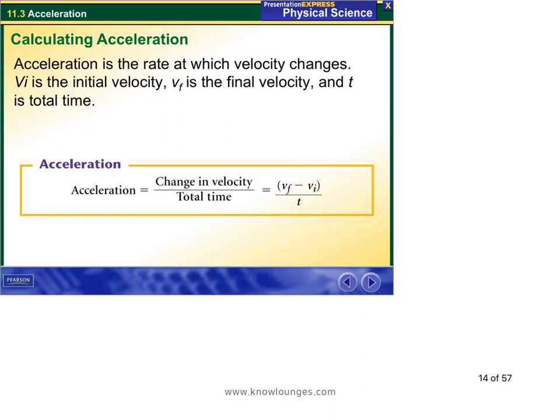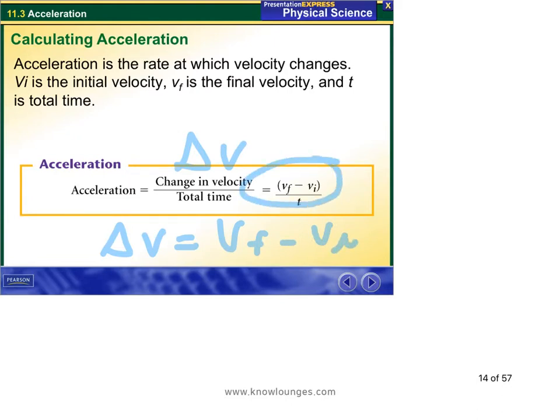Here's the textbook's formula. Acceleration equals change in velocity divided by total time. So change in velocity again is the delta V. All that happens to be is delta V equals V sub F minus V sub I. And that's where they came up with this part of the formula. We'll be using the delta V a lot.